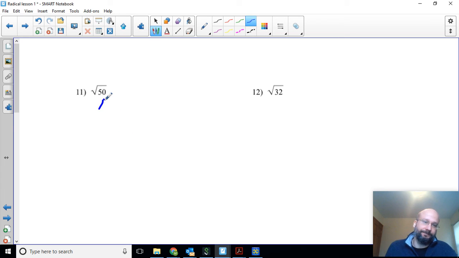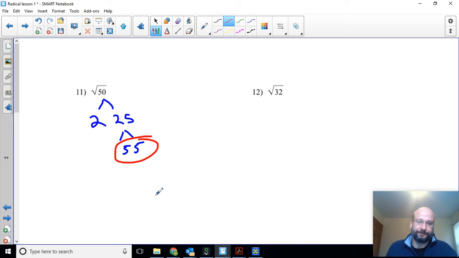So 50, I'll do 2. 2 and 25, 5 and 5. Circle my groups of 2. I have 2 5s. One of these 5s goes on the outside. And this 2, since it's all by itself, it stays underneath the radical.